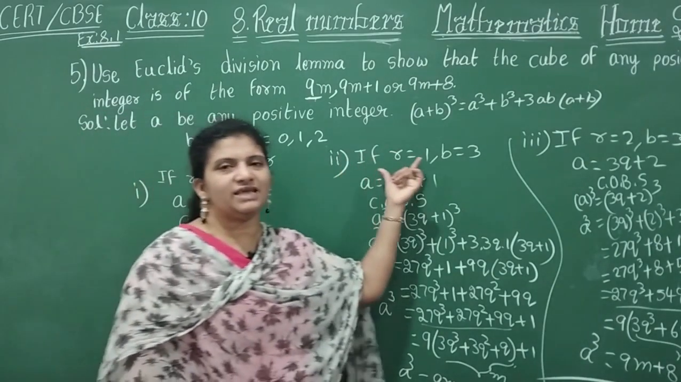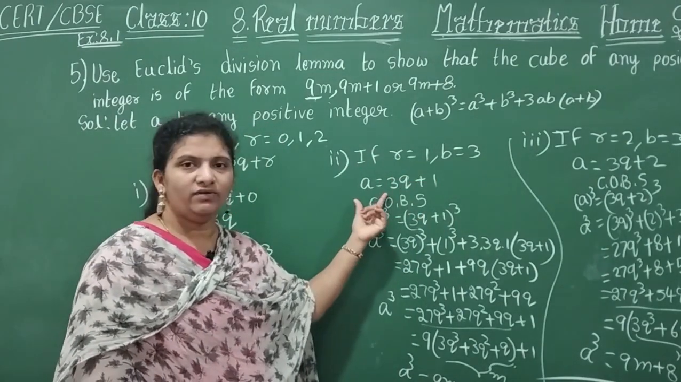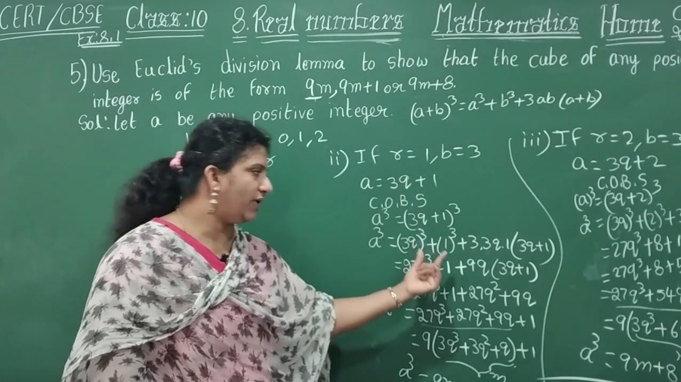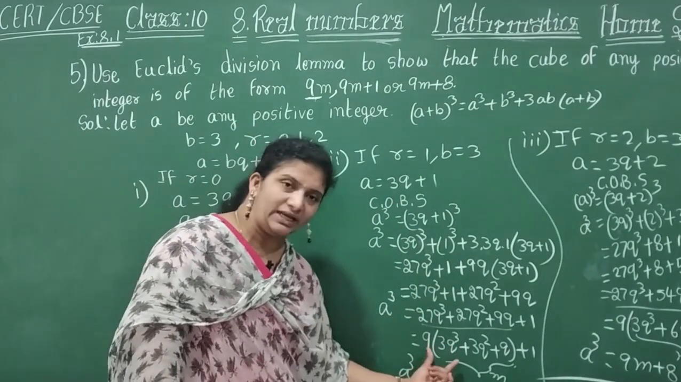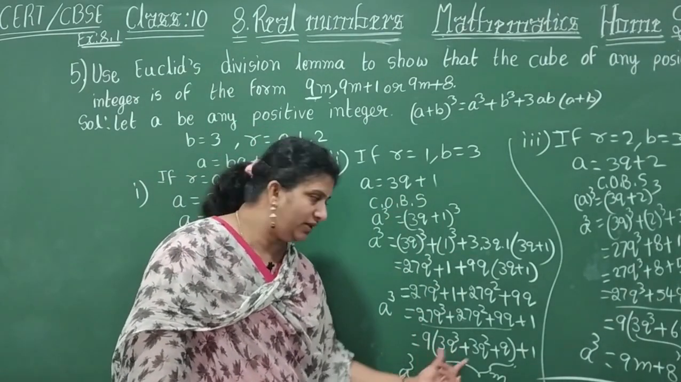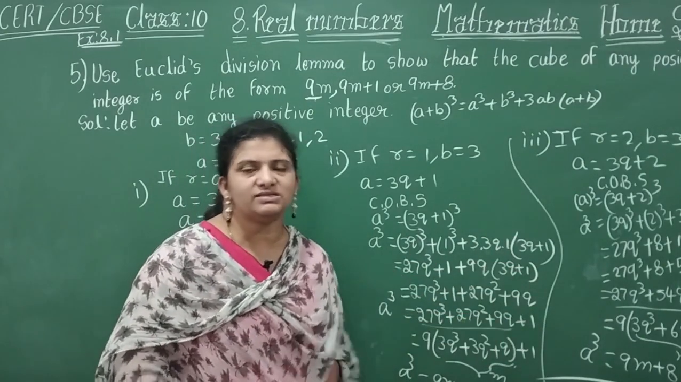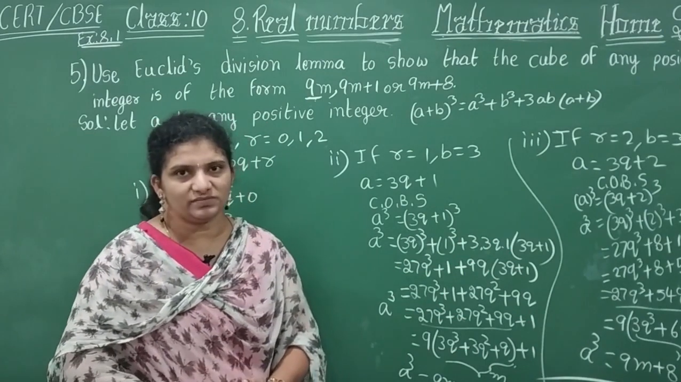So now in the second case, if r equal to 1, b equal to 3. So now take a is equal to 3q plus 1, cubing on both sides, apply the a cube plus b cube plus 3ab into a plus b formula. What do you get as your answer? Take out 9 common, then make it 9m plus 1. Similarly 9m plus 8. This is the way we do this type of problems.